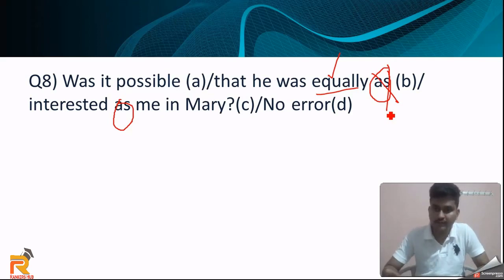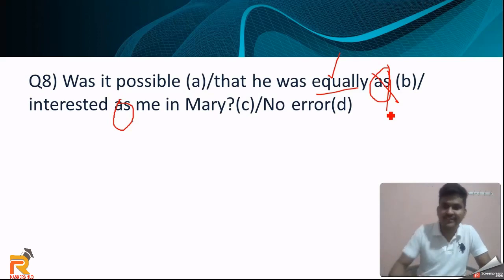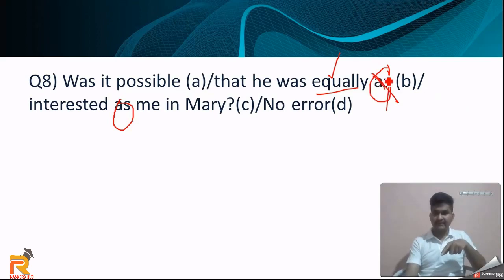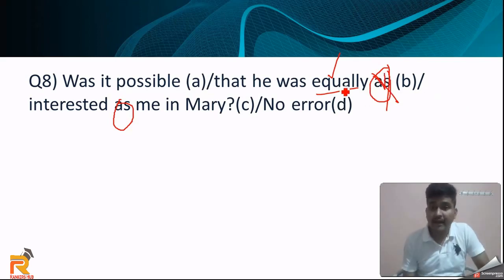There is one more "as", which serves as the conjunction to join the things. It's okay, right? Now read the sentence once. Was it possible that he was equally interested as me in Mary? That's how it goes, guys. So usage of "as" could also be correct. "Equally" is used. For that reason, I'm not using the "as" combination. So "as" should be eliminated.